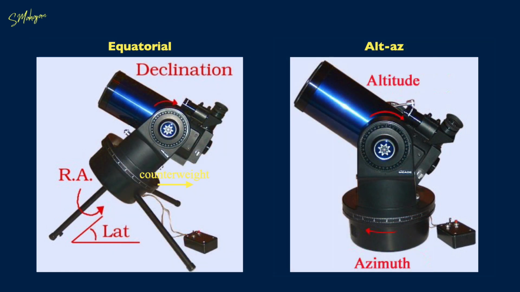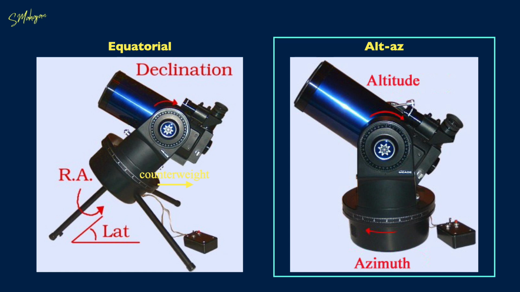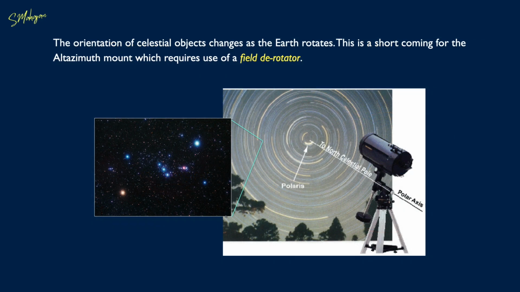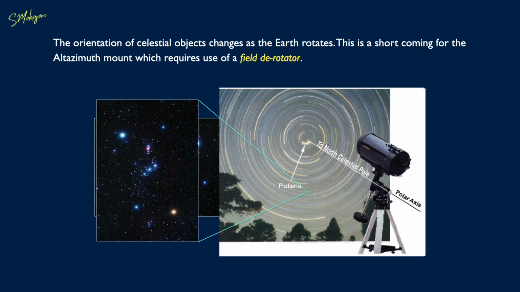The alt-az mount, on the other hand, needs to be rotated vertically as well as horizontally to track an object across the sky. They are popular for large telescopes with motorized controls because they are cheaper and easier to build relative to equatorial mounts and also provide somewhat better control. But there is a problem. Since the orientation of celestial objects changes as the Earth rotates, this is a shortcoming for the alt-az mount, which requires use of a field derotator.